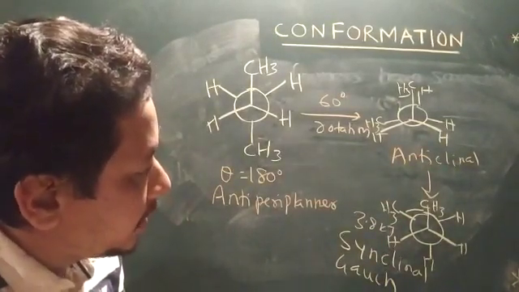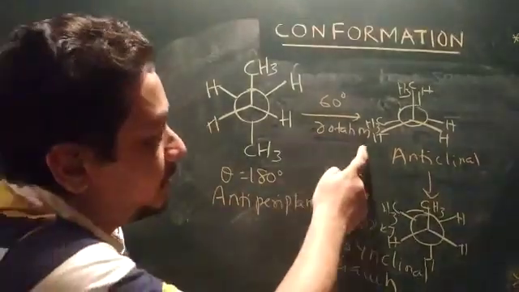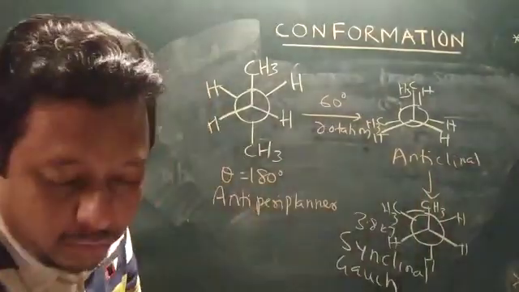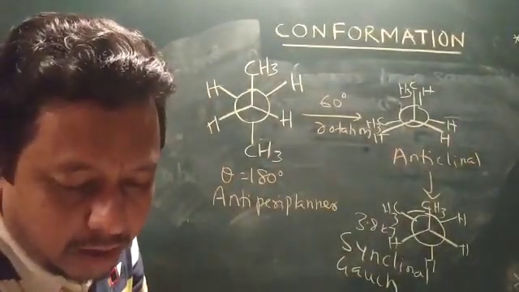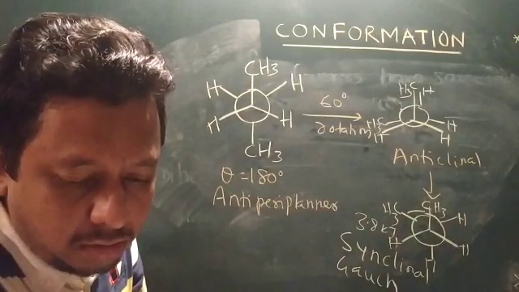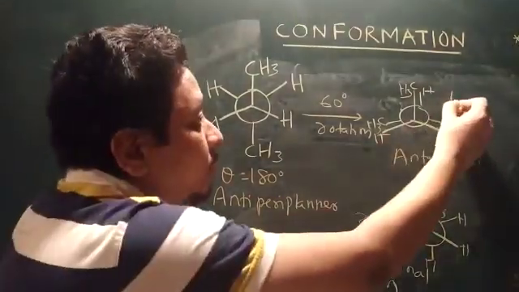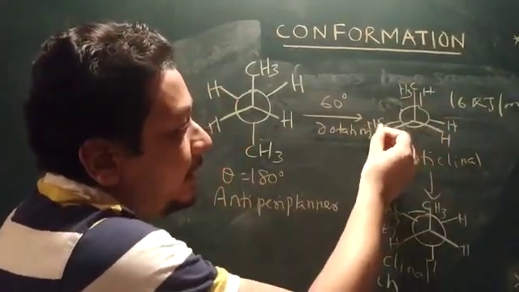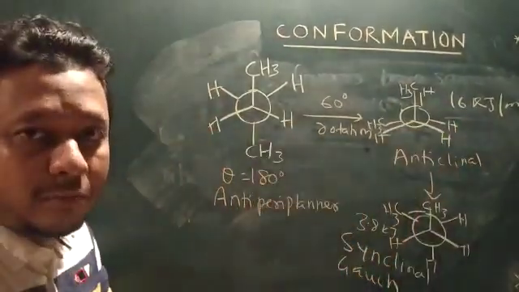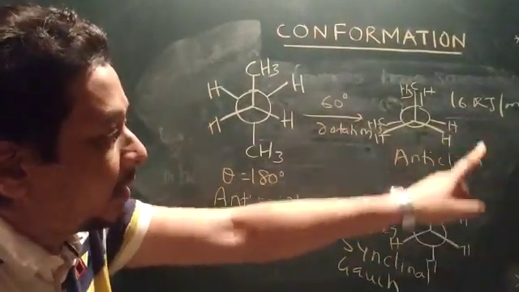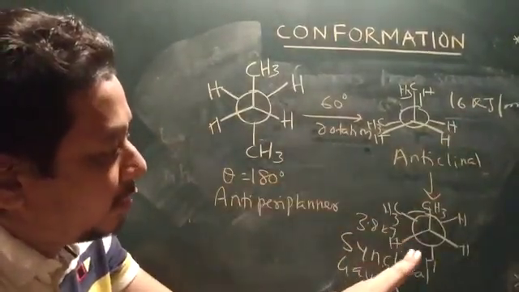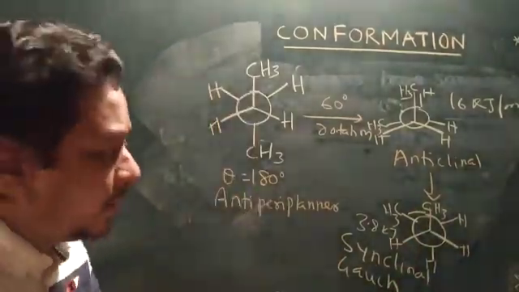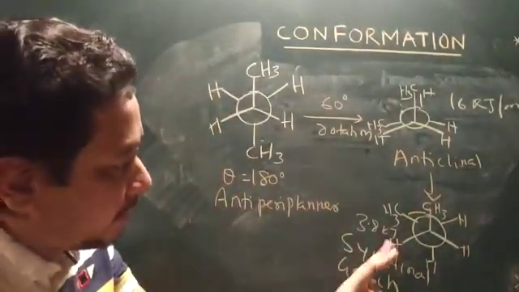Over here, this is more unstable because the energy associated with it is around 16 kilojoule per mole. And why so? If you see the CH3 and H, this is an eclipsed form, and that's why the energy is high. But over here the hydrogen is apart, and CH3 is also not fully apart like 180, but it is 60 degree. So that's why it is 3.8.